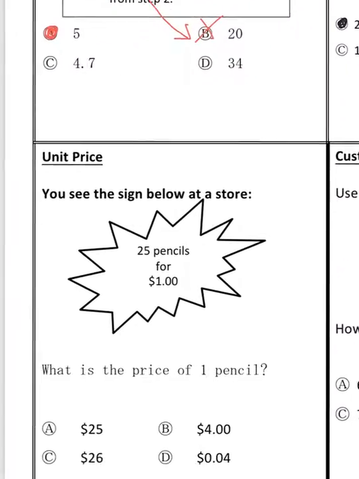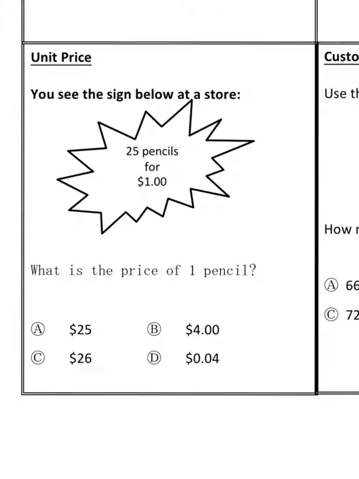Okay, third one, unit price. You see the sign below at a store, 25 pencils for $1. What is the price of 1 pencil? Okay, now before I do the work, let's use a little common sense. 25 pencils for $1 is a lot of pencils, right? If you can get 25 for $1, then you know the price of 1 is going to be pretty small.